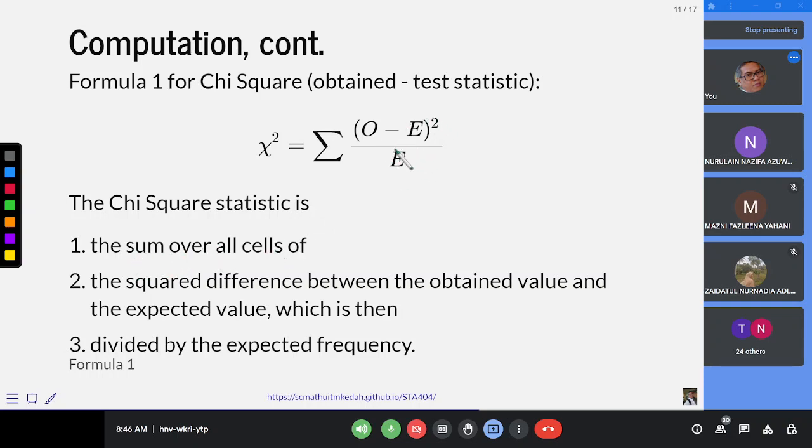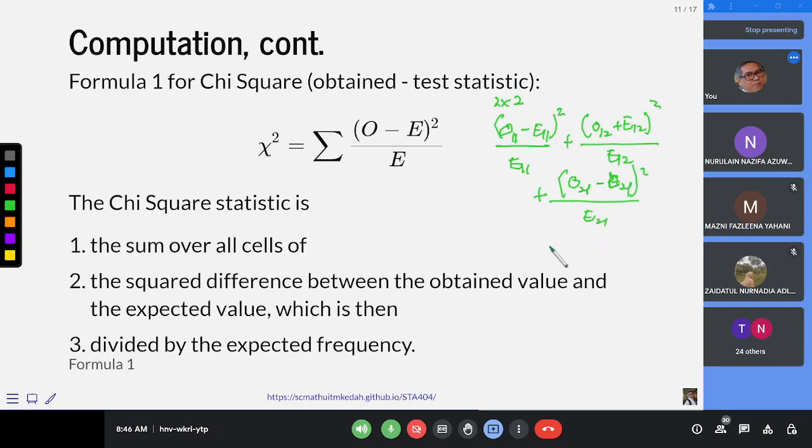If we do this here, we have to do it for each cell. If there are 4 cells, let's say you have a 2 by 2 table, you have (O11 minus E11) squared divided by E11, plus (O12 minus E12) squared divided by E12, plus (O21 minus E21) squared divided by E21, and lastly plus (O22 minus E22) squared divided by E22.